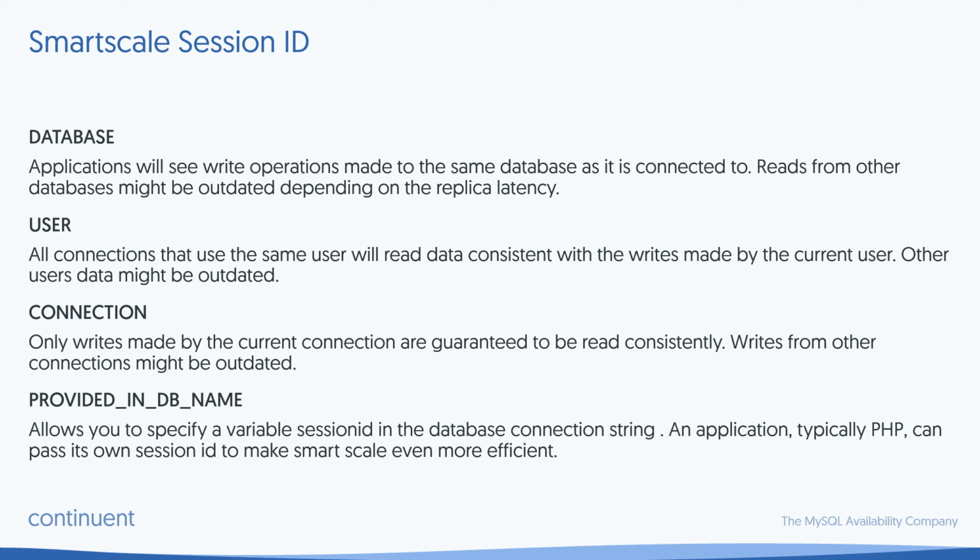But if another user makes a change, you may not see that right away. So again, within the bounds of a database, regardless of the user, is within the bounds of a user. So it could be different databases here, but it's within the confines of a user. Then we go to the connection level. So only writes from that specific connection are guaranteed to be consistent with its reads. Changes from other connections could be outdated.